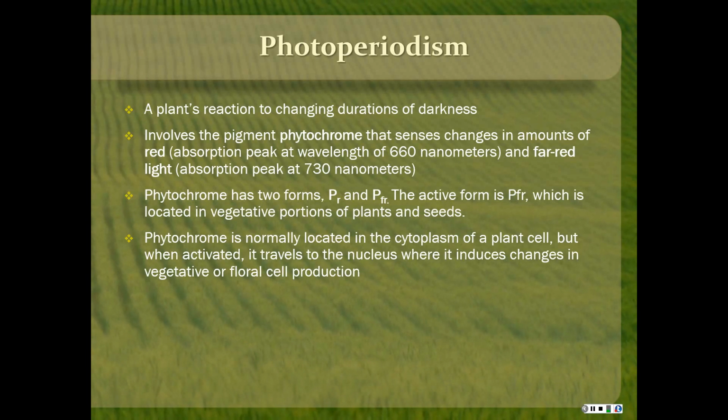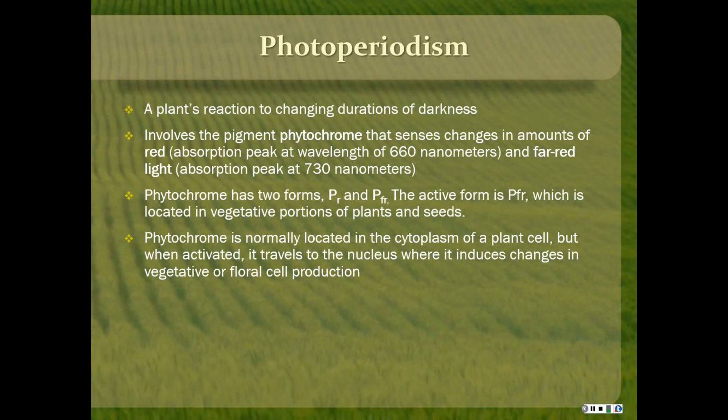the pigment phytochrome, which is inside the plant, and it senses changes in amounts of red light, which is just an absorption peak in the wavelength spectrum of 660 nanometers, and then far red light, which is an absorption peak at 730 nanometers. So phytochrome has two forms, PR and PFR, and the active form is PFR, which is located in the vegetative portions of plants and seeds.